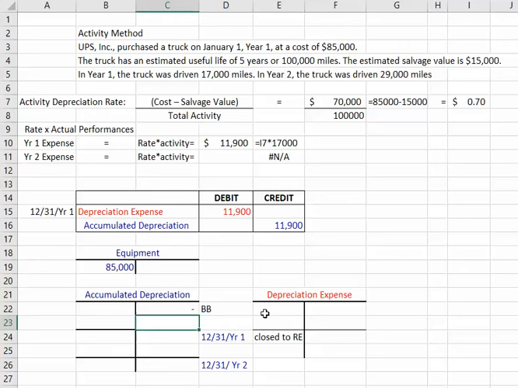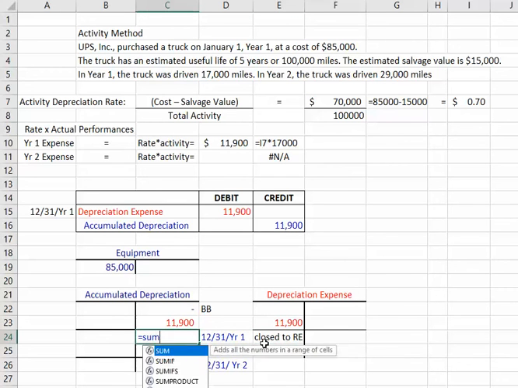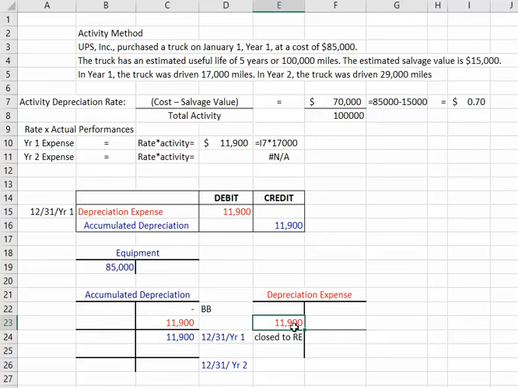So here we have 11,900, and likewise for your depreciation expense. As far as the end of year 1, let me do the sum. As far as year 1 goes, on the financials, you'll see depreciation expense of 11,900, and the equipment net on the balance sheet will be this minus this, the amount of usefulness left, plus the salvage value.